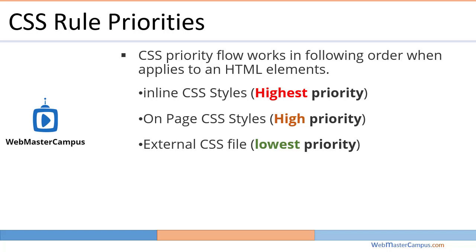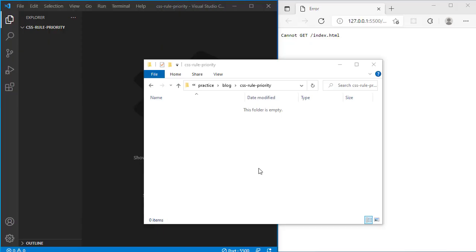Inline CSS is about applying the CSS within the HTML element. On-page is about applying the CSS on the same page. External is an external or separate file which applies to all the files which are linked to that particular HTML file. Okay, let's take an example and understand it.